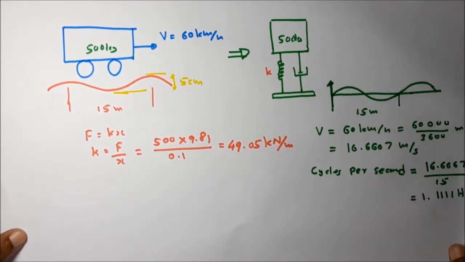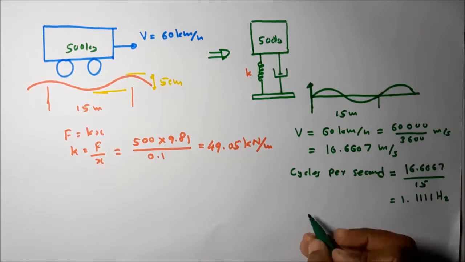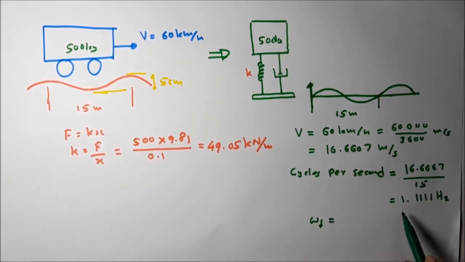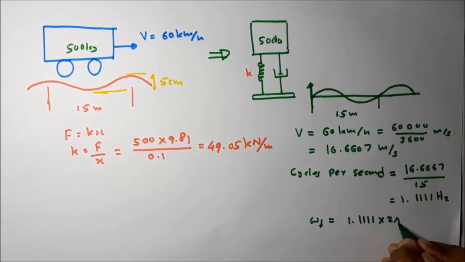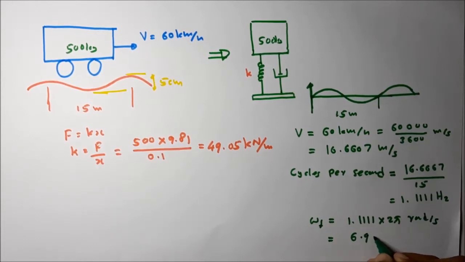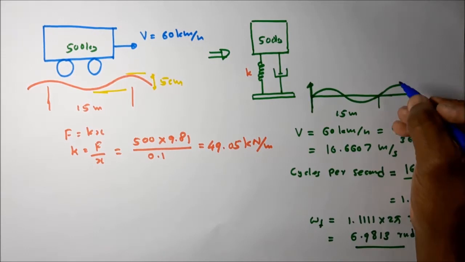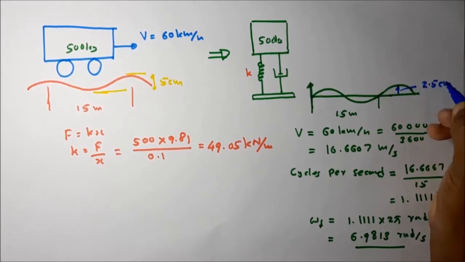Then we can calculate omega f, base excitation frequency. This is the cycles per second. By converting into radians per second, multiplying by 2π, we are getting the radians per second. That value is equal to 6.9813 radians per second. This is the base excitation frequency. At this frequency, the base is exciting. The amplitude of the base excitation is equal to this peak height, which is 2.5 centimeter. That is given as data.